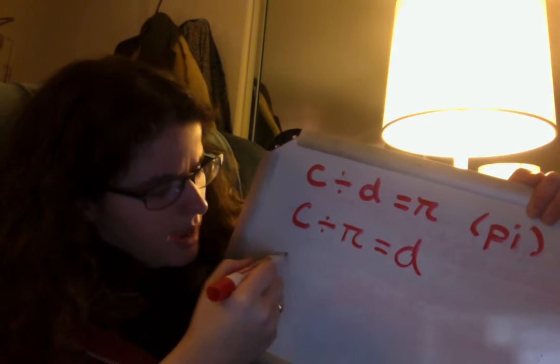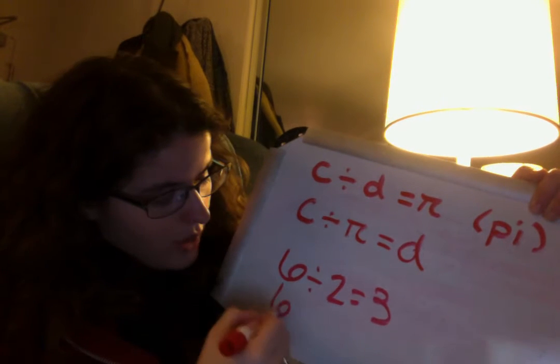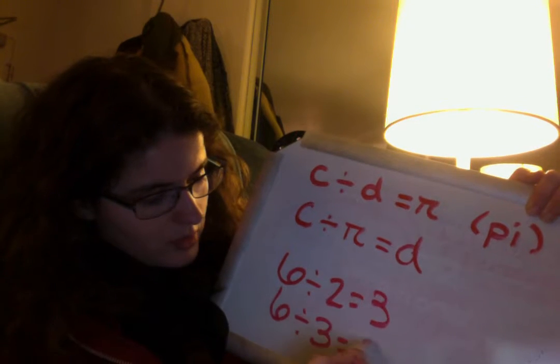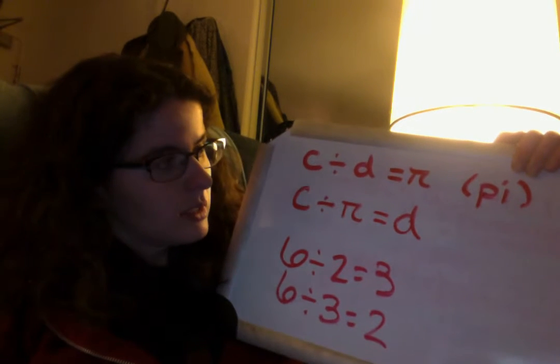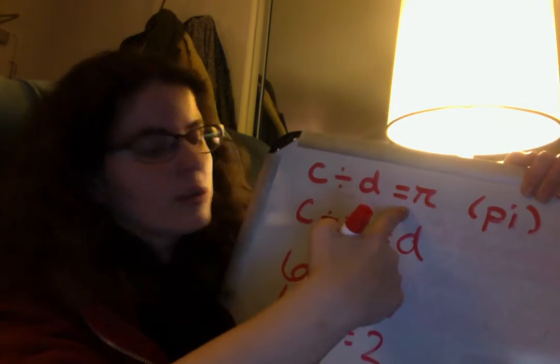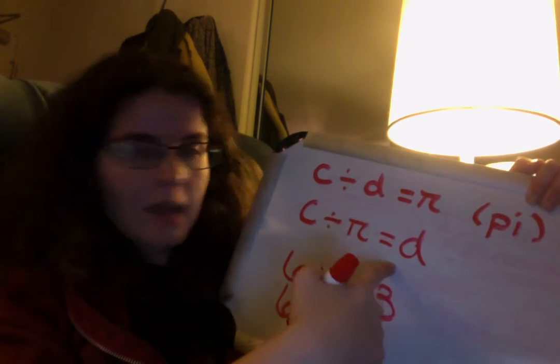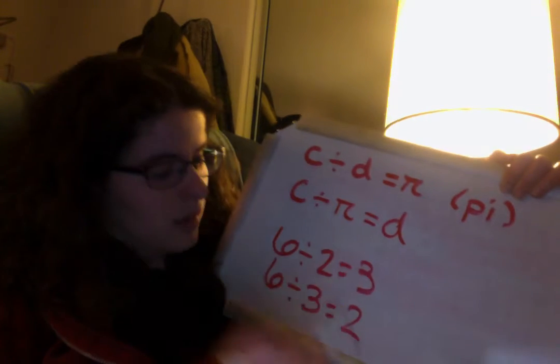That would be like saying, if I had 6 divided by 2 equals 3, I also know that 6 divided by 3 is going to equal 2. So those two things are in that fact family. The nice thing about this is that it gives me an equation where I have pi by itself. That gives me an equation where I have the diameter by itself. So let's make an equation where we have the circumference by itself.